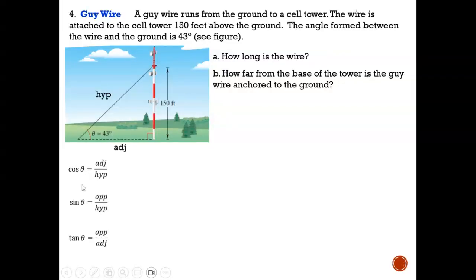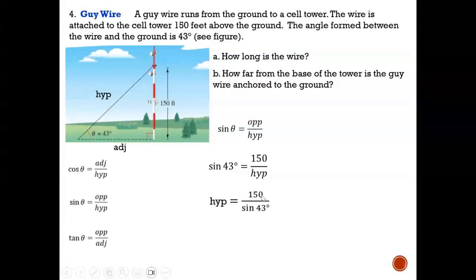Here are my formulas. So which ones are we going to use to find part A? How long is the wire? We're given the angle and also the opposite side. So we have to use something with opposite, but it's going to be opposite over hypotenuse. So that means we have to use a sine. So for part A, sine of theta is equal to opposite over hypotenuse. We plug in the values. So sine of 43 degrees is equal to 150 over hypotenuse. Hypotenuse is equal to 150 over sine of 43 degrees. Use your calculator. So approximately, it will be about 219.9 feet. That's the length of the wire.